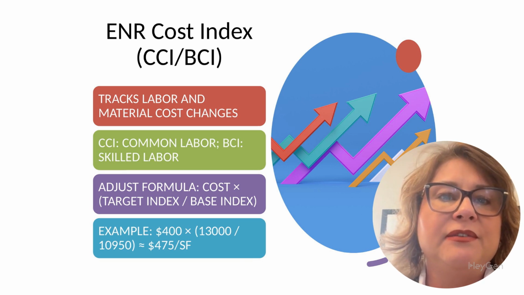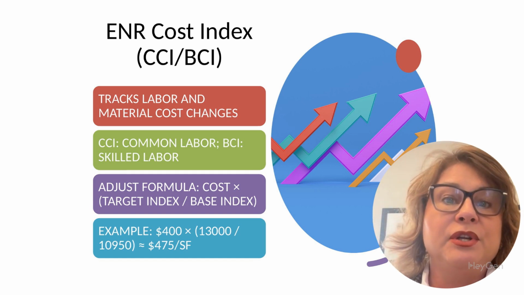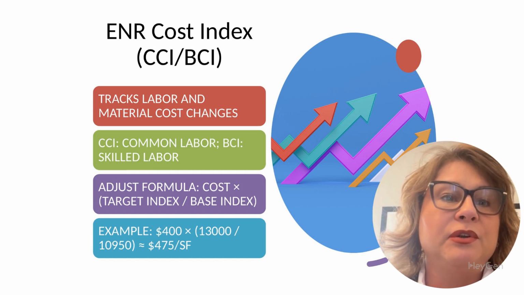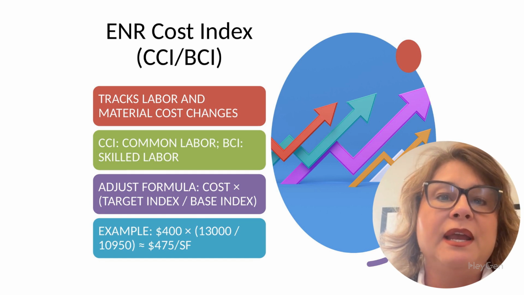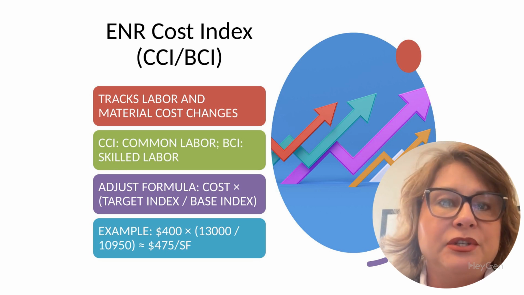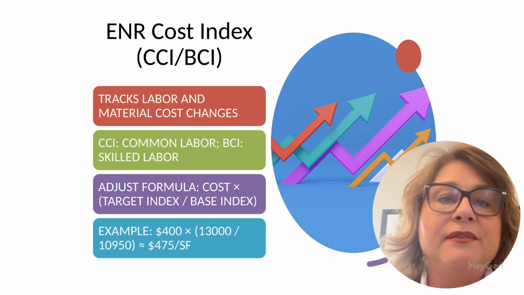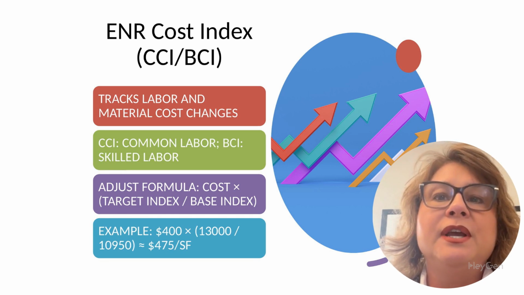3. How to adjust using ENR index values. Here's the formula. Adjusted cost equals base cost multiplied by target index divided by base index. Let's say the cost you're adjusting was $400 per square foot based on an index of 10,150, and today's index is 13,000. $400 multiplied by 13,000 divided by 10,150 gives you about $475 per square foot after adjustment.